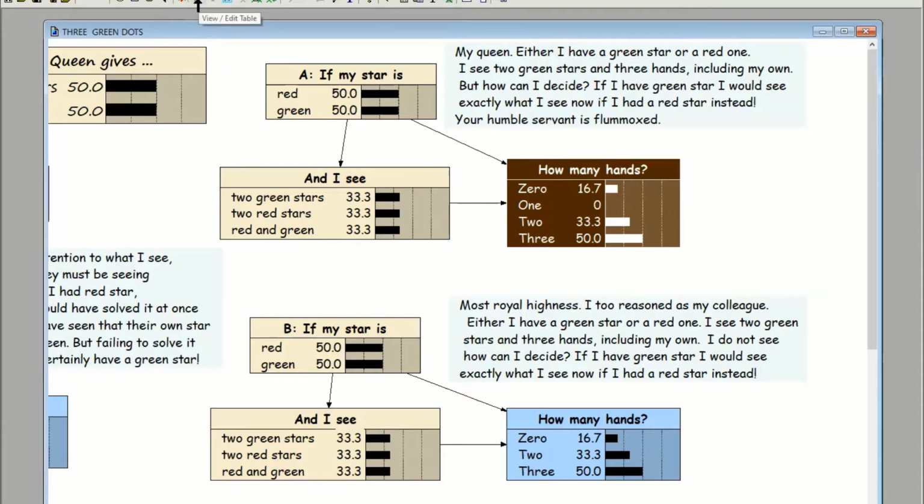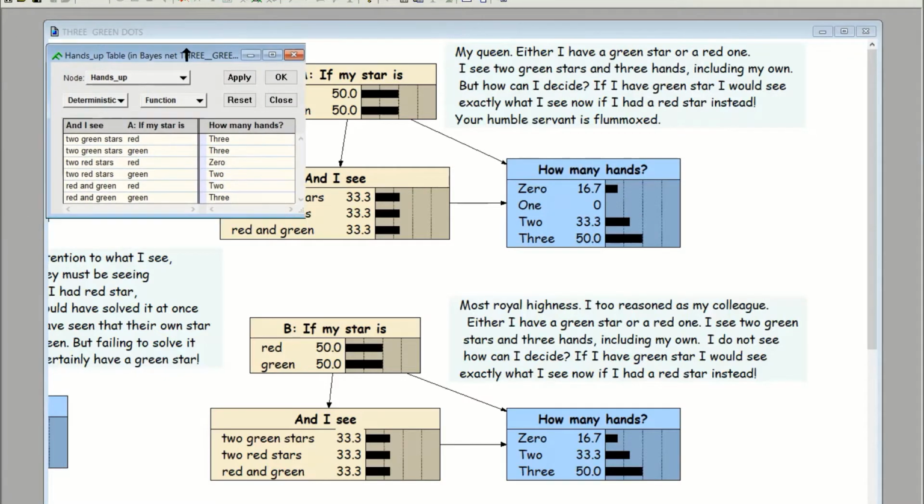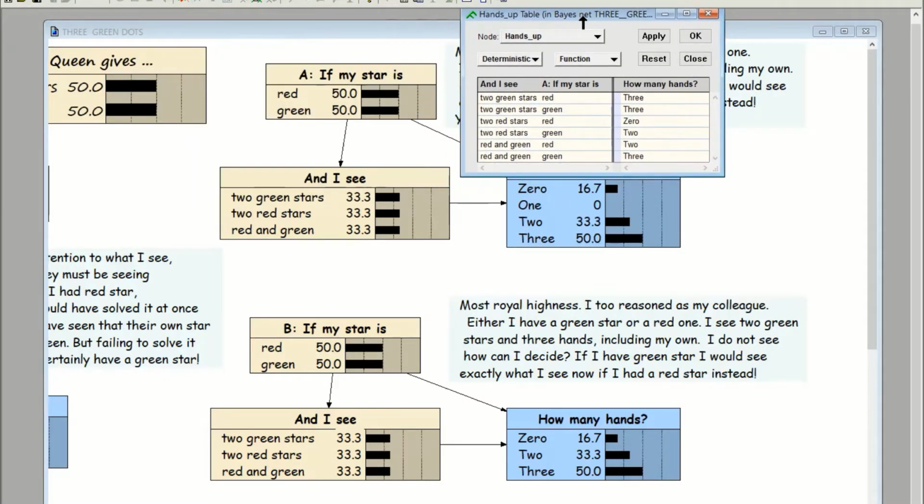So we'll go over here. I've already done this, but we'll look at its brain, and we'll see how to interpret this. And the idea is that this is a deterministic function, and the idea is simply this. Look, if I see 2 green stars, and my star is red, remember, I don't see the color of my star, but if my star is red, how many hands will I see? Well, including my own, I will see 3 hands.